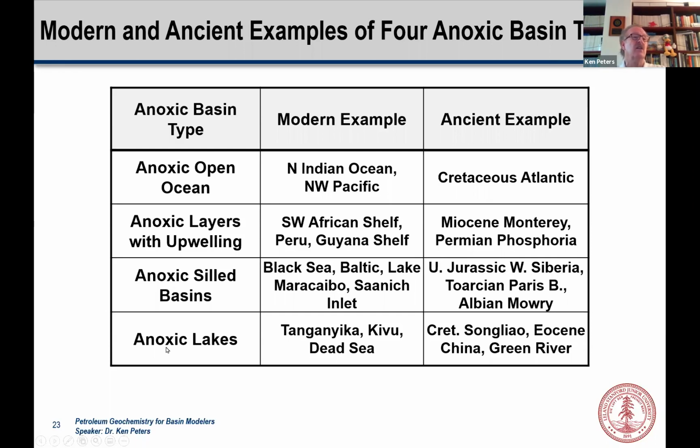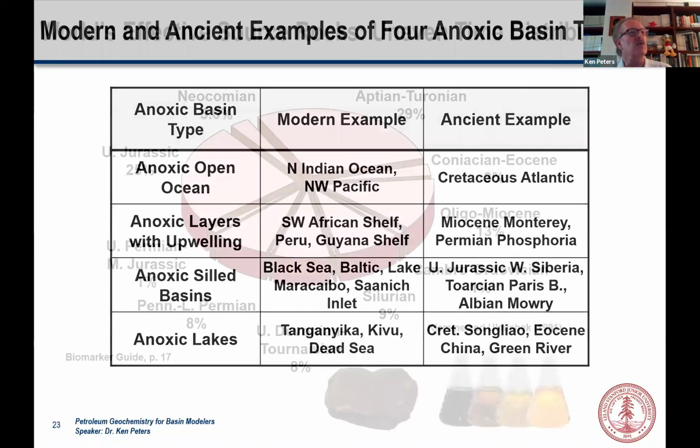And anoxic lakes, present day: Tanganyika and Kivu are equatorial lakes. They're characterized by thermoclines where the bottom water is isolated. In the Dead Sea, it's a halocline. Ancient examples, there are some great source rocks in the Cretaceous, the Songliao Basin, and also the Eocene and the Paleocene in China, and the Eocene Green River in central North America.